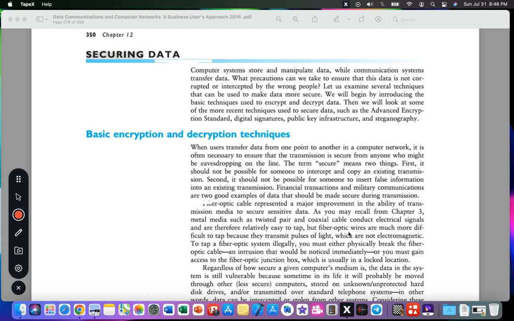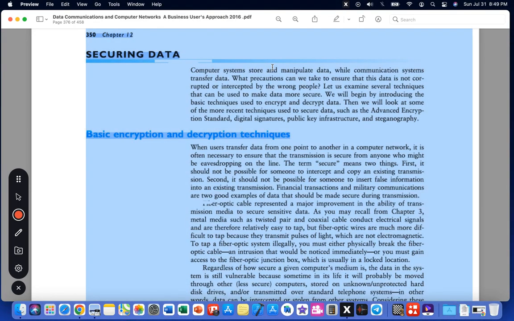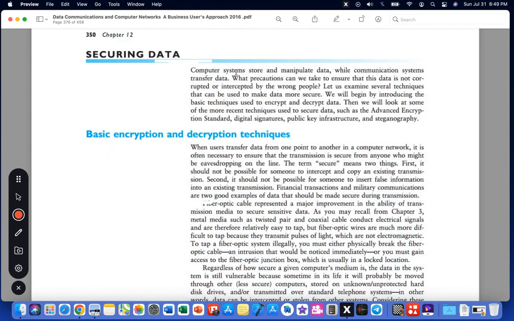Securing data: how to make the data transmitted over the network or stored in a laptop or any computer secure. Computer systems store and manipulate data, while communication systems transfer data. What precautions can be taken to ensure that this data is not corrupted or intercepted by the wrong people? Let us examine several techniques that can be used to make the data more secure.